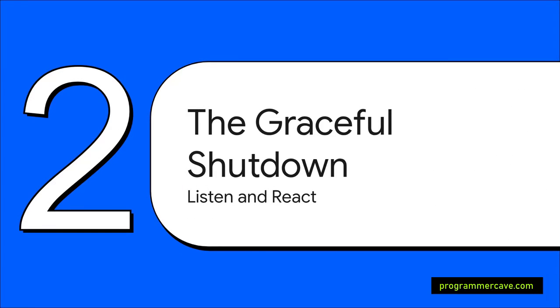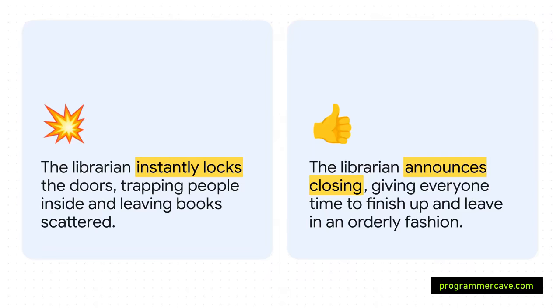So, knowing about these signals is the first step, but the real magic happens when you actually listen for that tap on the shoulder and then react to it. That's the whole idea behind a graceful shutdown. And I absolutely love this analogy to explain the difference. Think of your app as a library. An ungraceful shutdown is like the librarian suddenly turning off all the lights and locking the doors. It's instant chaos. A graceful shutdown, though, is the complete opposite. It's an orderly, planned process where everything gets put back in its place before closing up for the night.